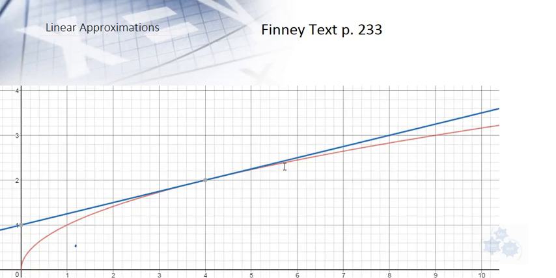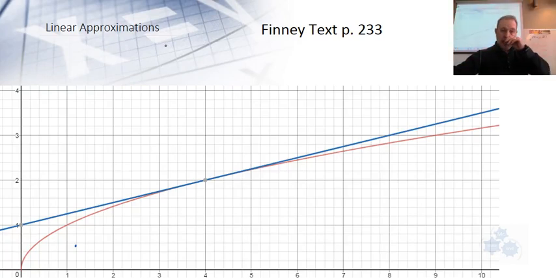Okay, so AP Calculus, Calculus 30L. We're talking about linear approximations today. If you're following along in your textbook, Finney page 233. I have a snapshot here of a graph. This is a radical function, a square root function. It's y equals square root of x, and I have a tangent line on here.